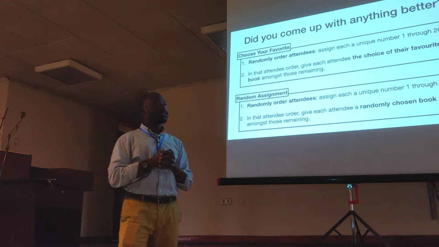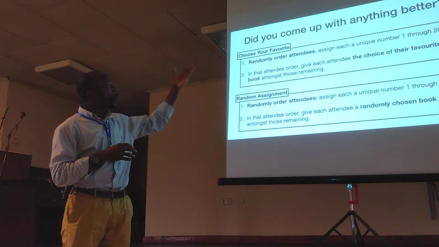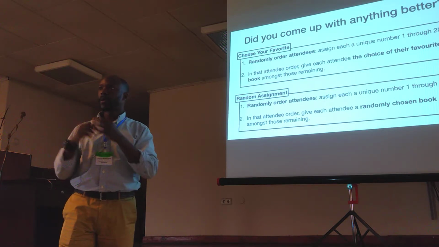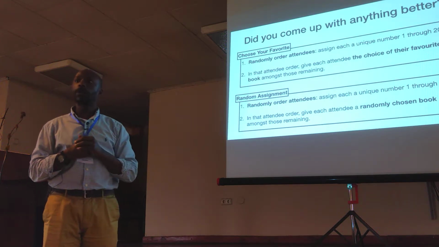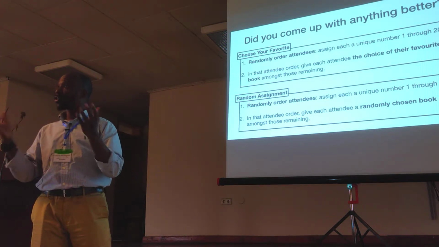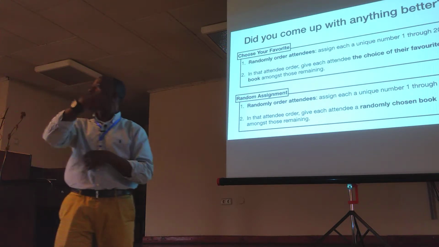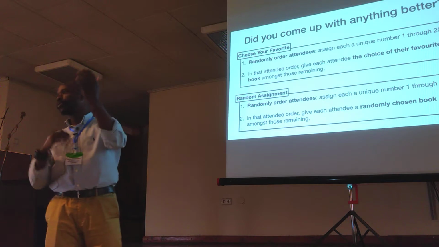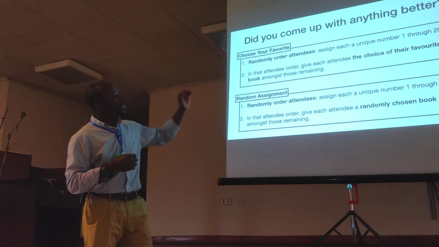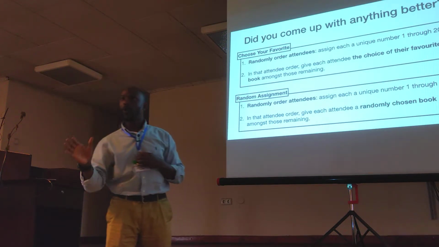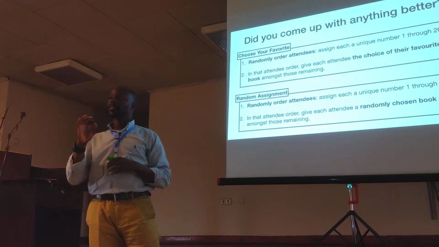How about you choose your favorite? We keep the first, because we have a limited resource of 10 books, we keep the first assignment of random order of attendees. So we don't choose who has the number 1 to 10, but we have assigned 1 to 200, and whoever gets 1 to 10 will be getting the books, maybe. And then each one of the attendees, before we assign the books, makes a choice of which book is their favorite.